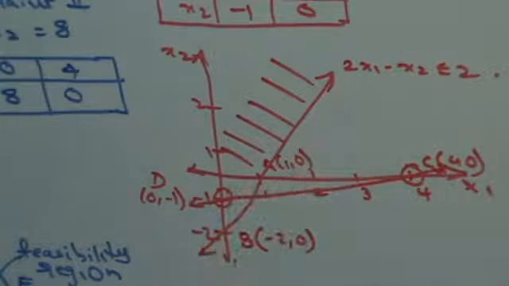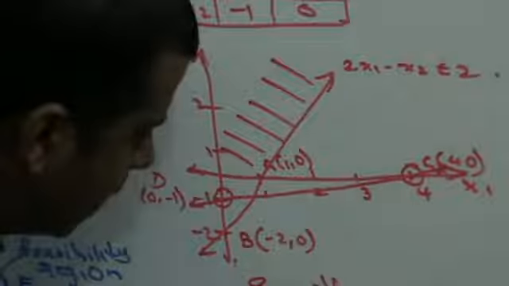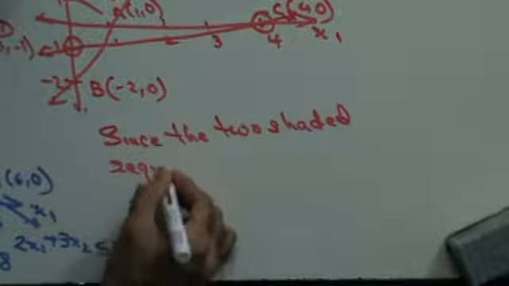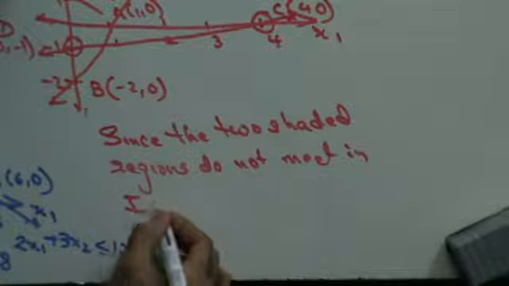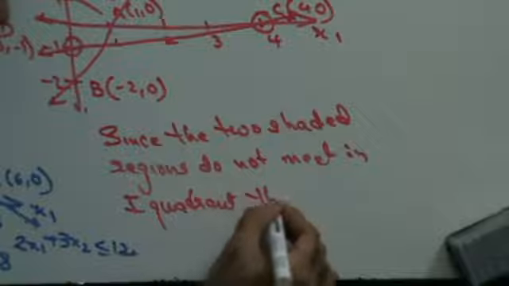In the first quadrant we see that the two shaded regions do not meet. Since the two shaded regions do not meet in the first quadrant, there is no optimum value. There is no feasible solution.